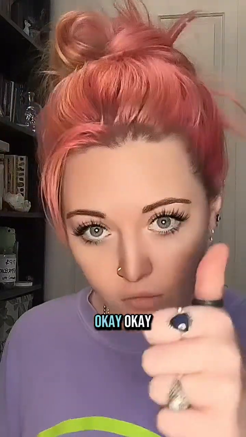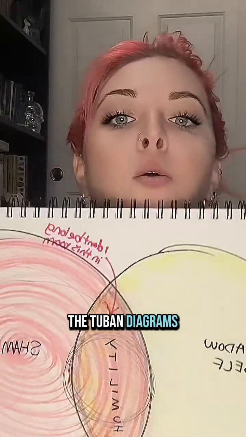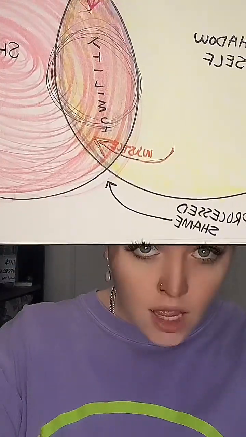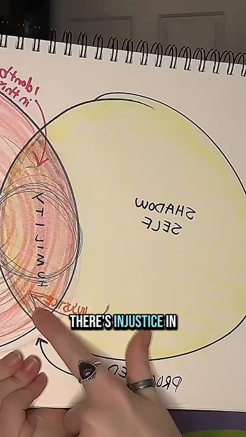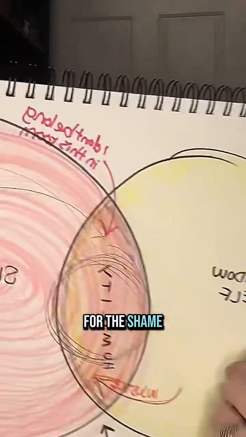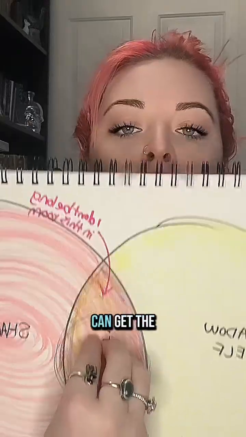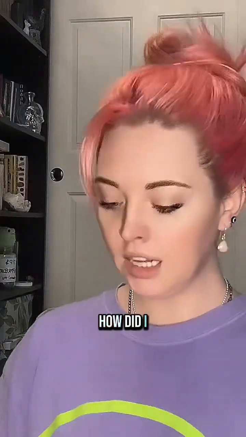Okay? And lastly, for number 5, the circle in the middle of the 2 Venn diagrams was humility. I'm being shown my shadow self is teaching me there's injustice in the situation. I'm not responsible for the shame. The shame is teaching me I don't belong in this room, so that I can get the higher lesson of humility. Now, how did I get there? How did I get there?